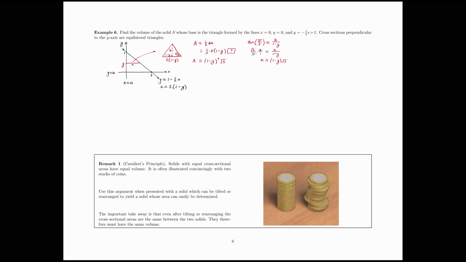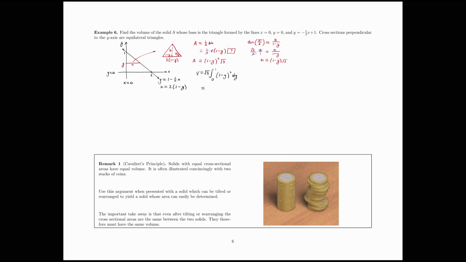Since all of these triangles are being stacked in the y direction, we've got big triangles here, and then as we move up, they get smaller and smaller. So the volume would be the integral from 0 to 1 of this cross-sectional area, which is our constant, root 3, and then 1 minus y, quantity squared, dy.